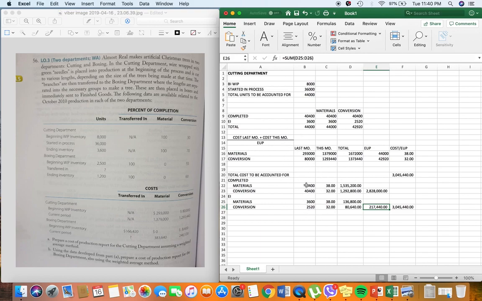Okay? So this is our computation. This is the cost of production report for the cutting department. By the way, before I forget, since there is a subsequent department, since we are now multi-department, we will change the term. We will not use completed units anymore, but transferred out units, because these units will go to the next department, which is the boxing department.